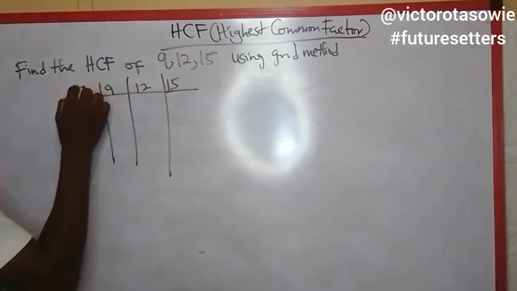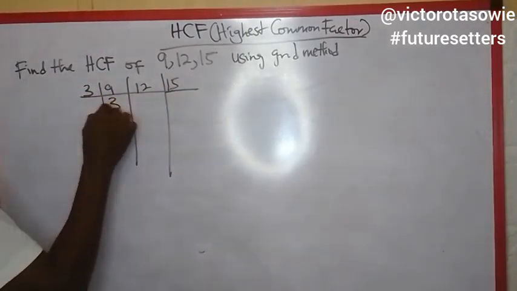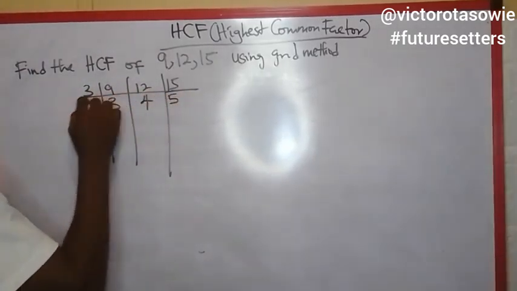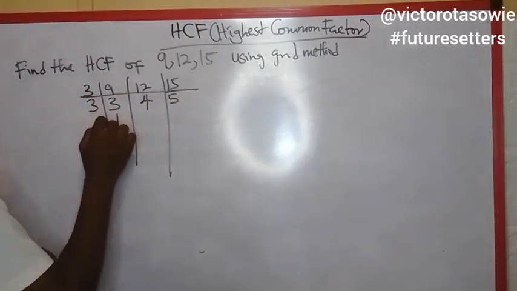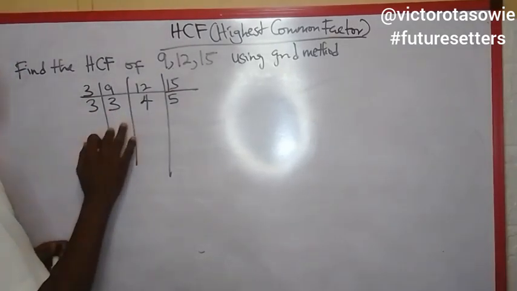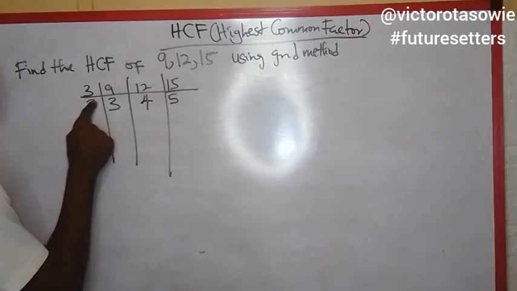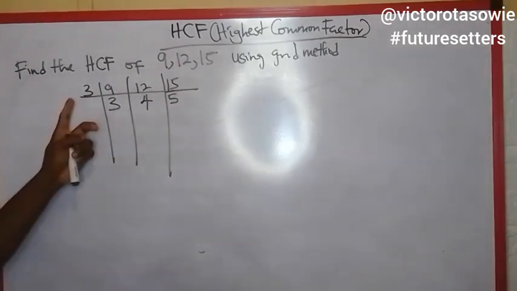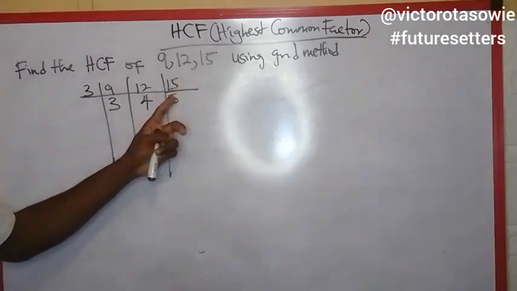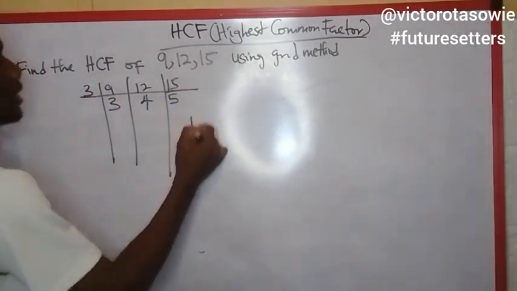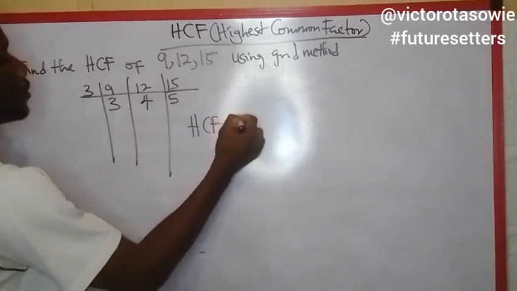The number that can go into 9 is 3. 3 into 9 is 3, 3 into 12 is 4, 3 into 15 is 5, and 3 into 3 is 1. The only number that can go through is what we focus our attention on. Here, 3 went through all of them. Can any other number go through all of them at the same time? No. So the HCF of 9, 12, and 15 is 3.